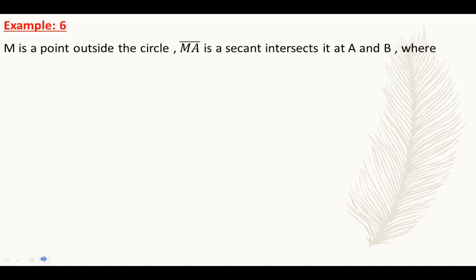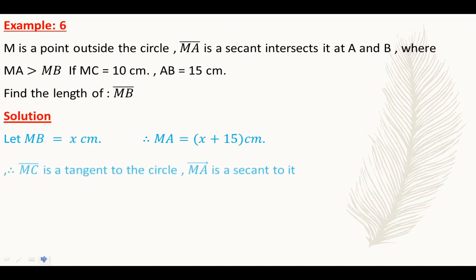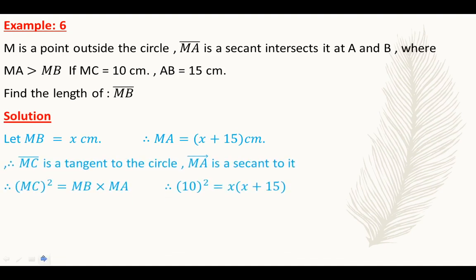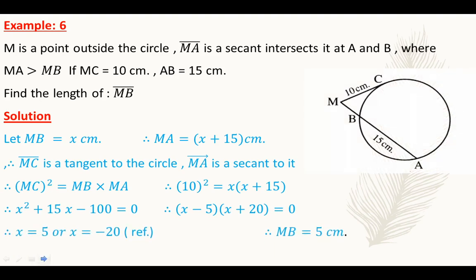Example 6. M is a point outside the circle where MA is a secant, intersecting it at A and B, where MA is bigger than MB. MC equals 10, AB equals 15. Find the length of MB. We are waiting for the figure to appear. Here is the figure. Okay, so let's solve this problem together.